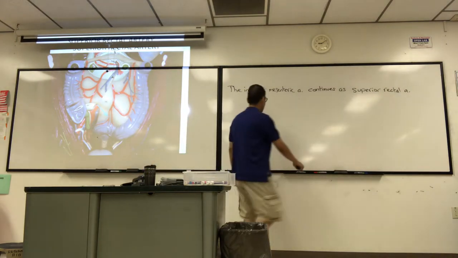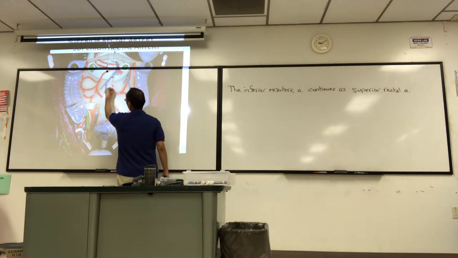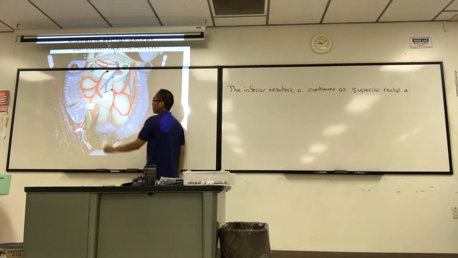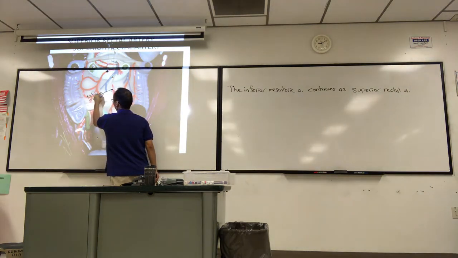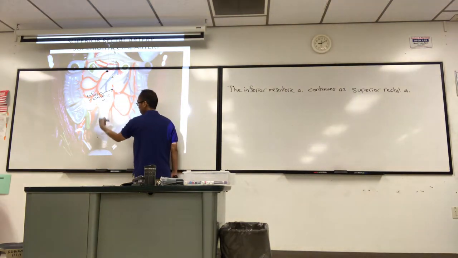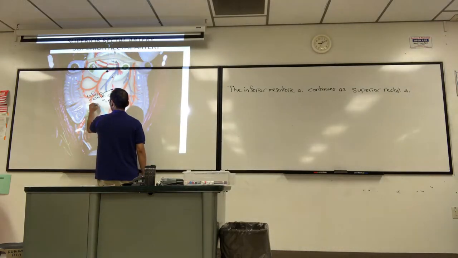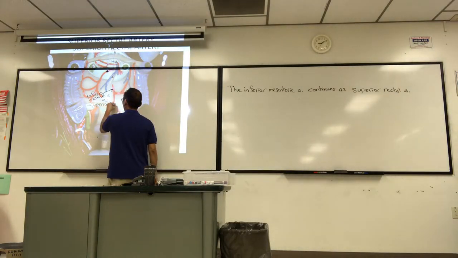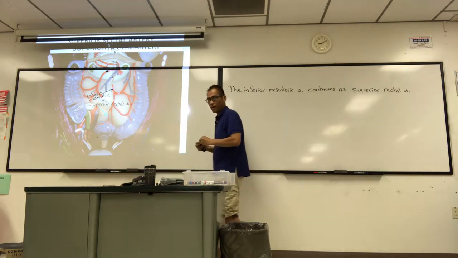So up here, what did I call it? Inferior mesenteric. Very good. Down here, or here, it's the superior rectal artery. Okay, that's kind of just the one you've got to know for the rectum.